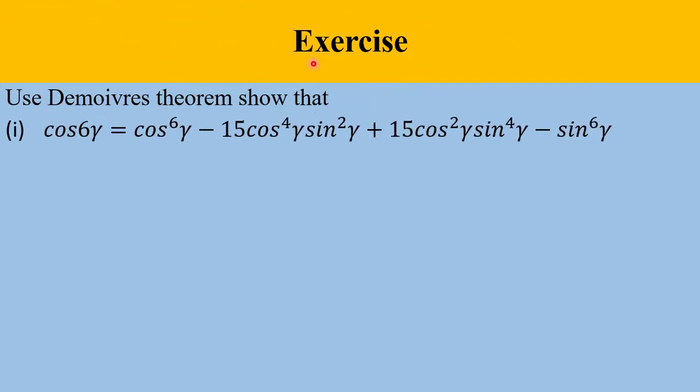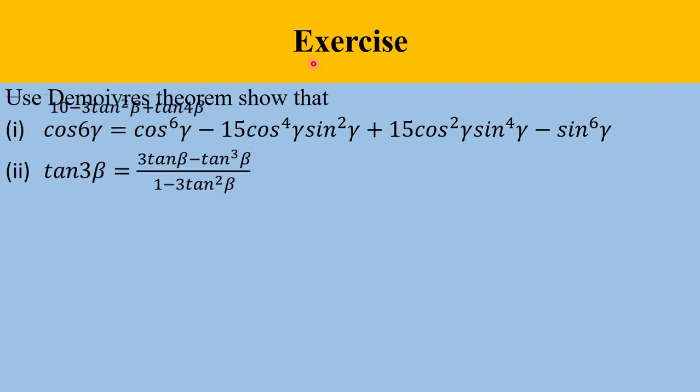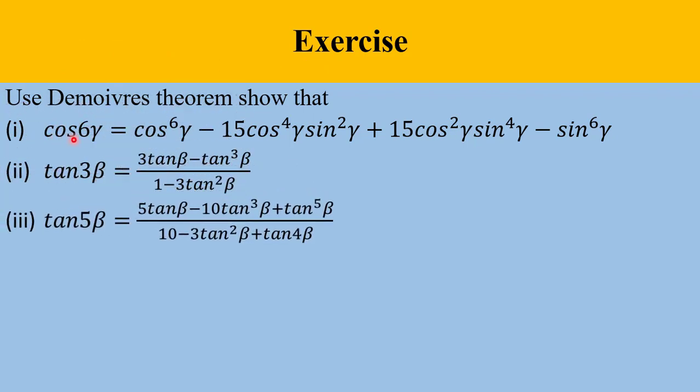Use De Moivre's theorem to show that number 1, cos 6 gamma is equal to cos power 6 gamma minus 15 cos power 4 gamma sine squared gamma plus 15 cos squared gamma sine power 4 gamma, then minus sine power 6 gamma. Number 2 is tan 3 beta is equal to 3 tan beta minus tan cube beta over 1 minus tan squared beta.